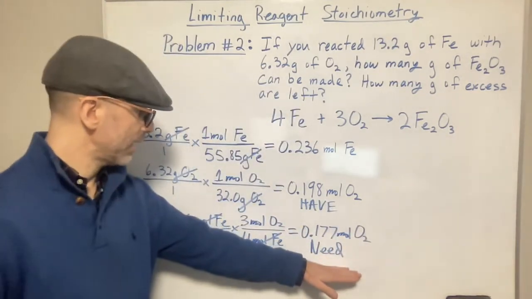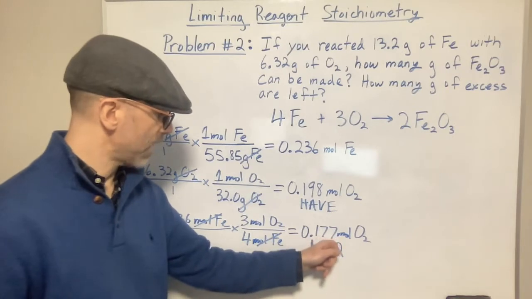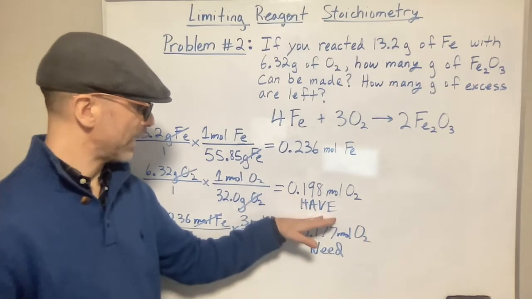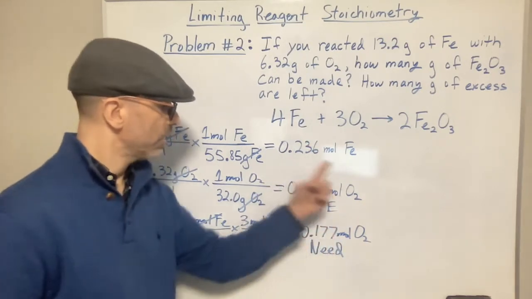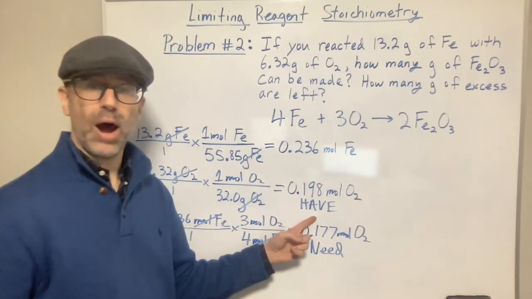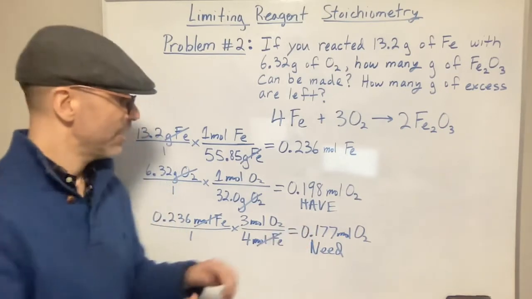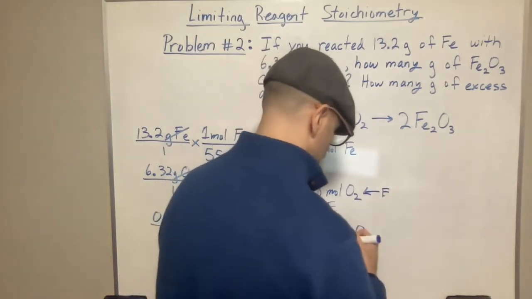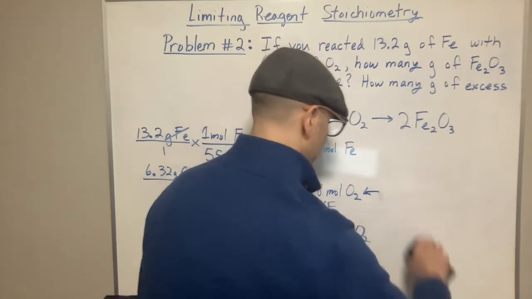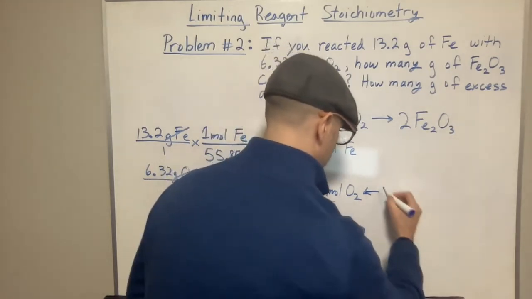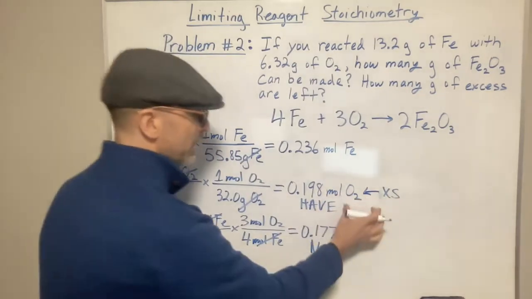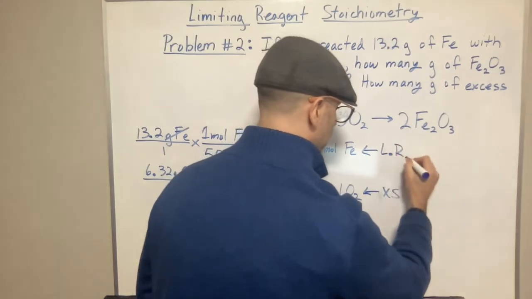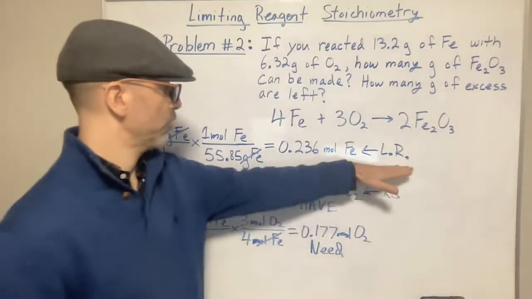So what I need is 0.177 moles of oxygen. What they gave me is 0.198. Now, I have more oxygen than I need, so I have an excess of oxygen. So that means that oxygen is the excess, which means that iron has to be the limiting reagent. So the limiting reagent is iron.